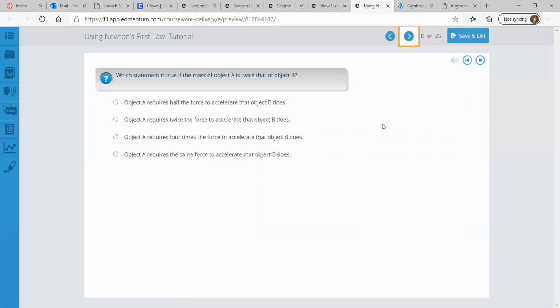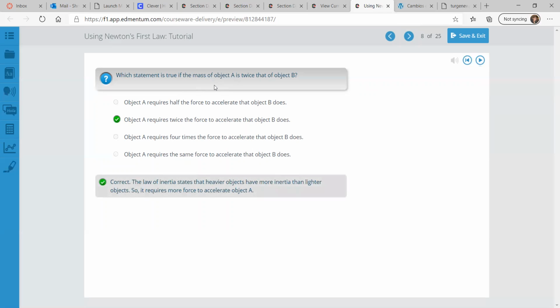So in this question, which statement is true if the mass of object A is twice that of object B? I would say object A requires half the force. That's not the case. If object A has more mass, twice the mass, then it requires more force than B, not less force.